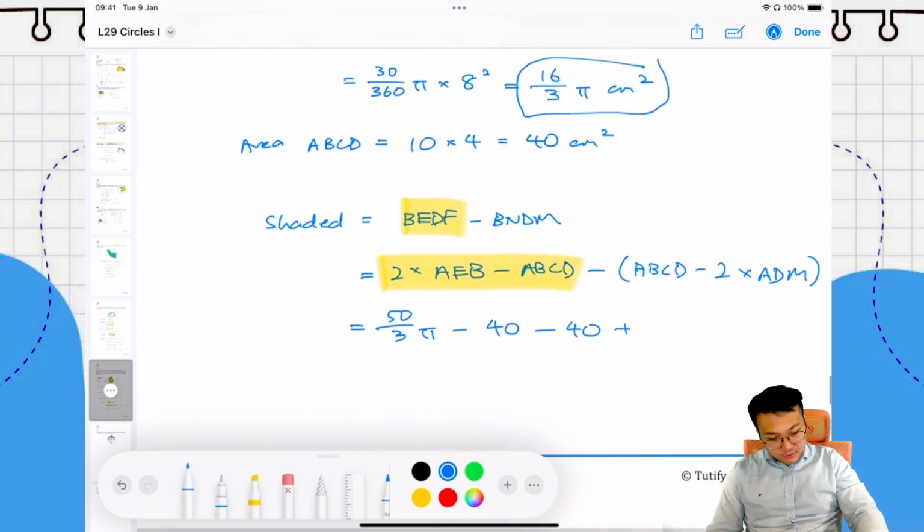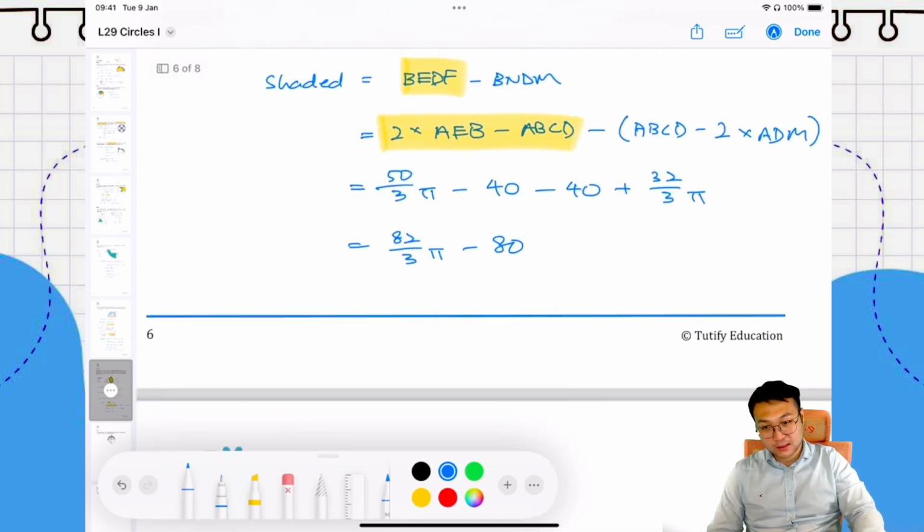Yeah. So we have 2 times ADM. So 16 over 3 times 2 is 32 over 3 pi. So what is 50 plus 32? 82 over 3 pi minus 40 minus 40. You get minus 80. If you want to leave your answer like that, you can.